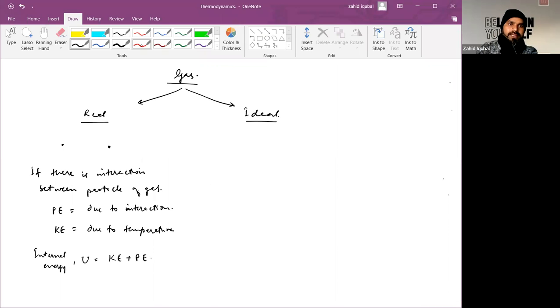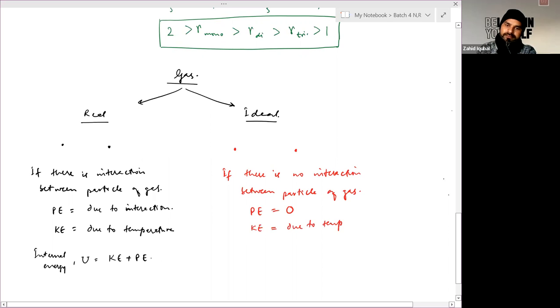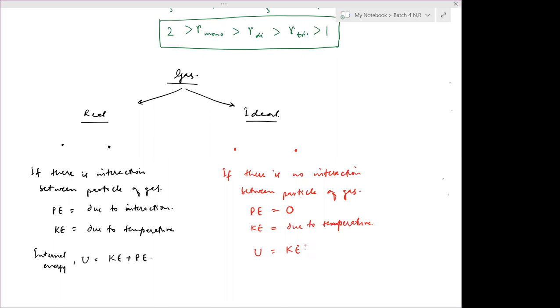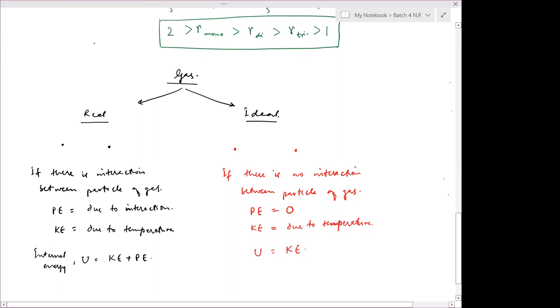Now suppose ideal gas. It says if there is no interaction between particles of gas, there will be no potential energy in case of ideal gas. So it will have only kinetic energy due to temperature. So on adding, to get total internal energy in this system, it will be only due to kinetic energy. Is it clear? What is the main difference between ideal gas and real gas? Yes, sir. Raza, any doubt? No, sir.